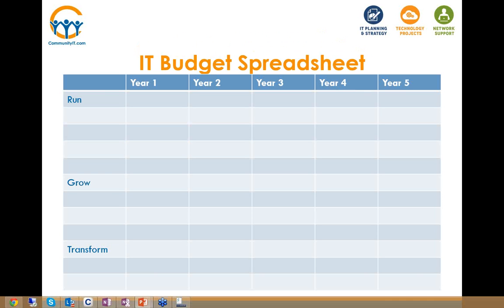Because I think the 3-year budget is great, but I think it has the potential to underestimate the total cost of ownership for some of these major IT system improvements.